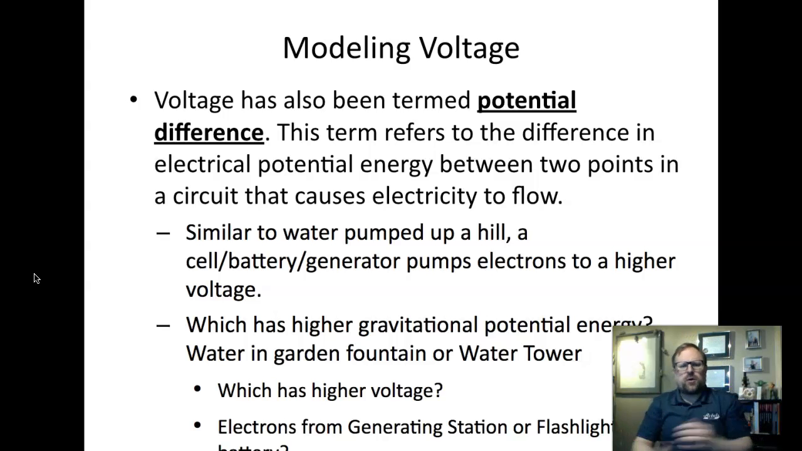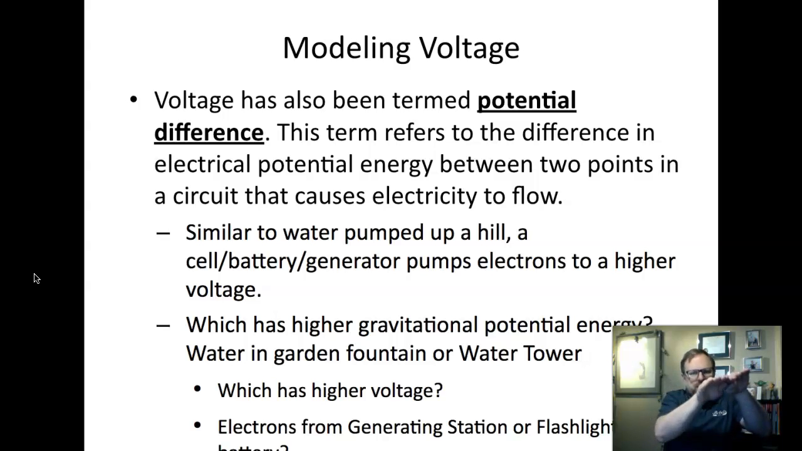So if we wanted to model voltage, we also call it potential difference. This term refers to the difference in electrical potential energy between two points in a circuit. The greater the potential difference, the greater the voltage. Okay? So similar to water pumped up a hill, a cell, battery, or generator pumps electrons to a higher voltage.